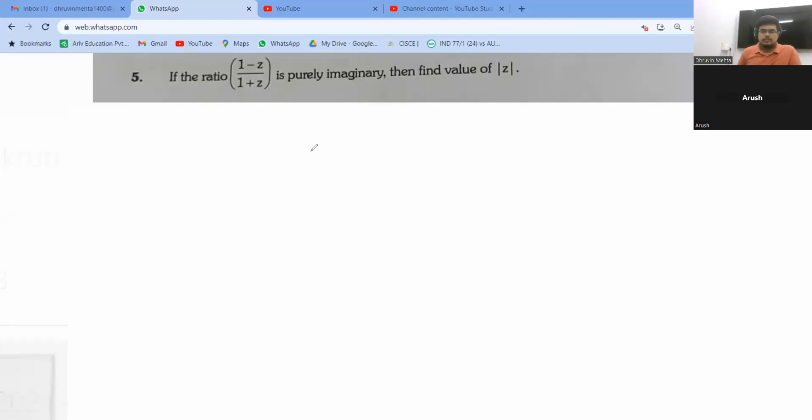Yes. So if the ratio 1 minus z upon 1 plus z is purely imaginary, we have to find the value of modulus of z. So we'll start with an assumption. Let z be x plus iy.